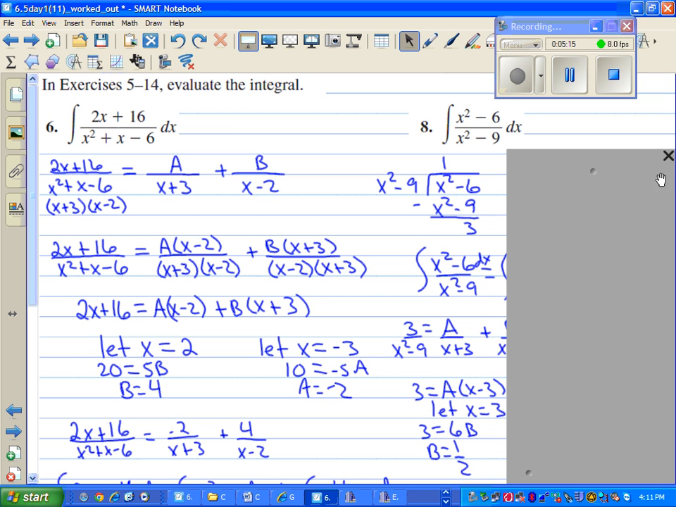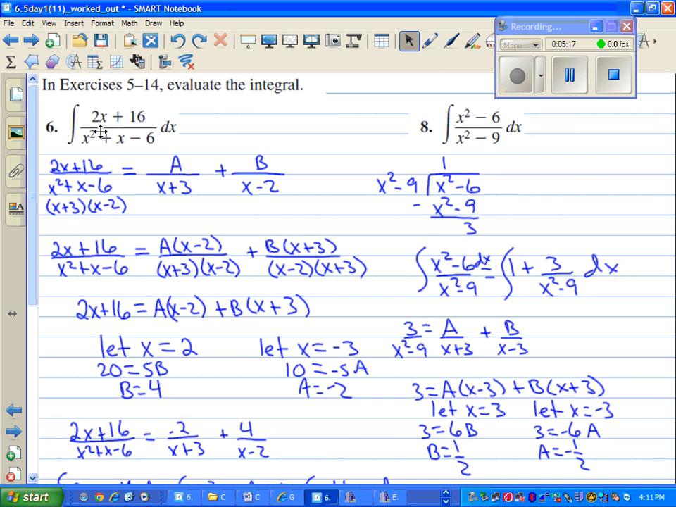In number 8, there's a little trick we can use. Notice how we have an x to the first over x squared. If the denominator's power is 1 more than the numerator's, we just use partial fractions. But if the powers are exactly the same, you can reduce your work by doing a little bit of long division. I know how we love long division, but don't worry, this is really a one-step problem.